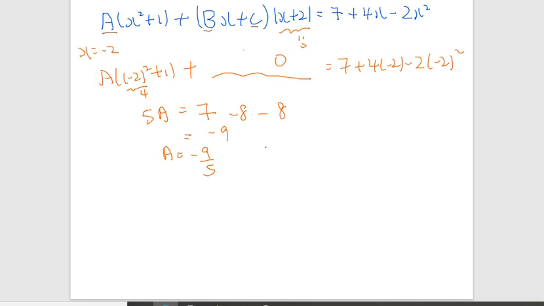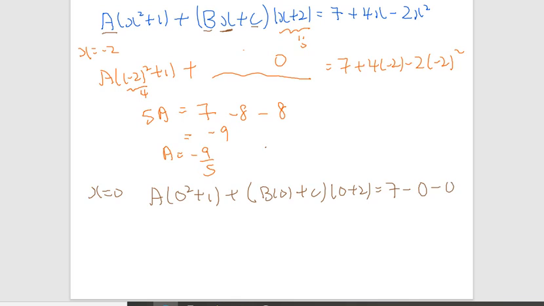The next number you should choose is x equal to 0, because if you choose x to be 0, b will disappear. So you sub x as 0. It should be a bracket 0 squared plus 1, plus b times 0, plus c, and 0 plus 2 is 7 minus the sub 0.